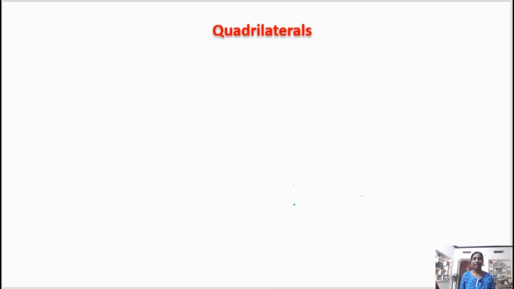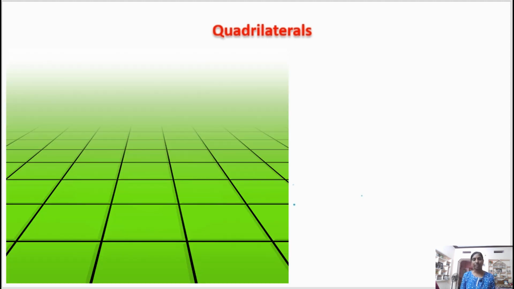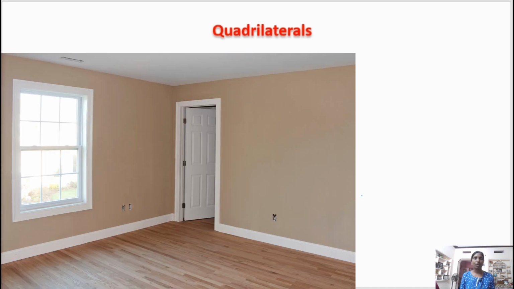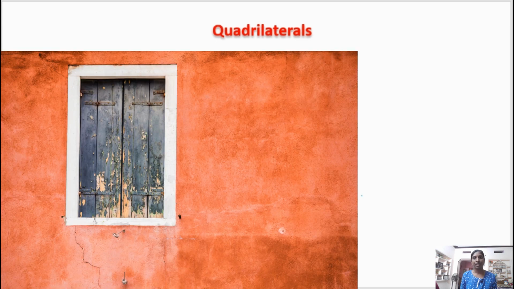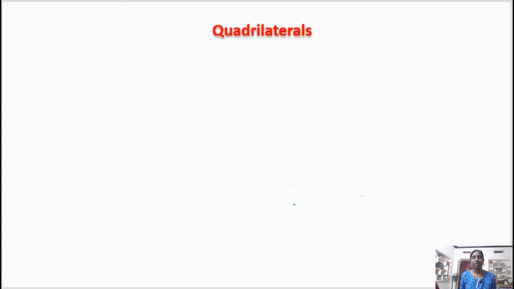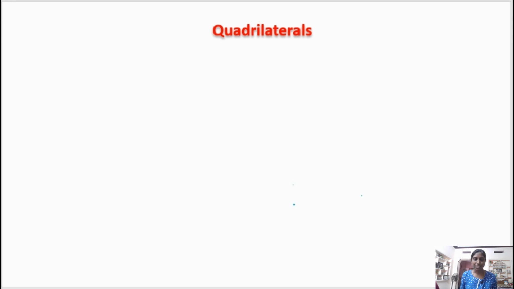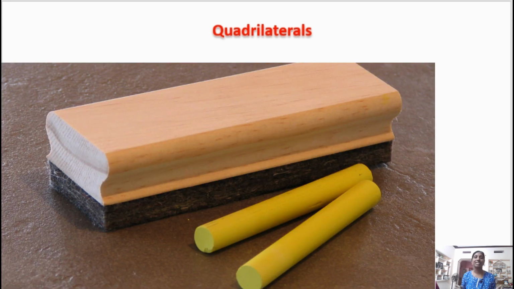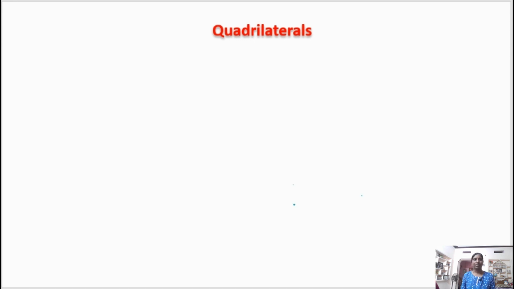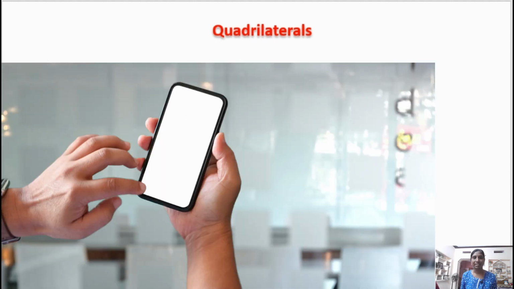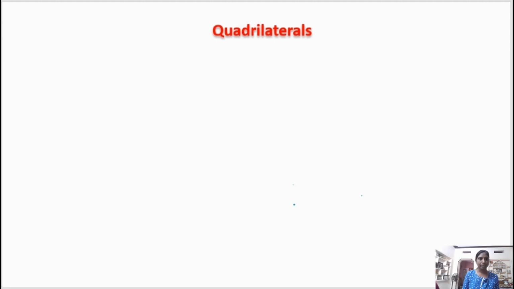So friends, look around you. You will find so many objects in the form of quadrilaterals. For example, floor tiles, walls, windows, tabletop, each page of your book. If you are sitting in the classroom, each face of the duster. All these are examples of quadrilaterals. Some more examples are the TV screen and your mobile screen.